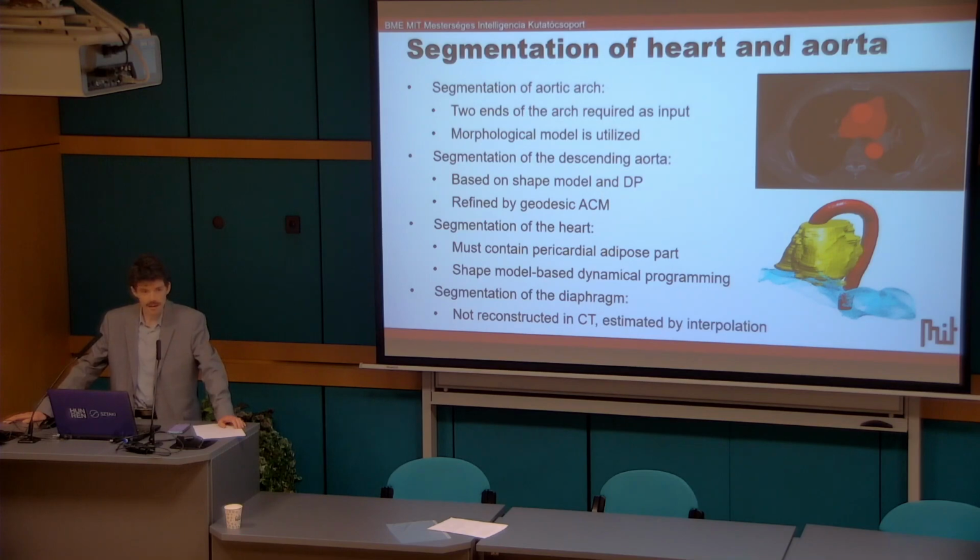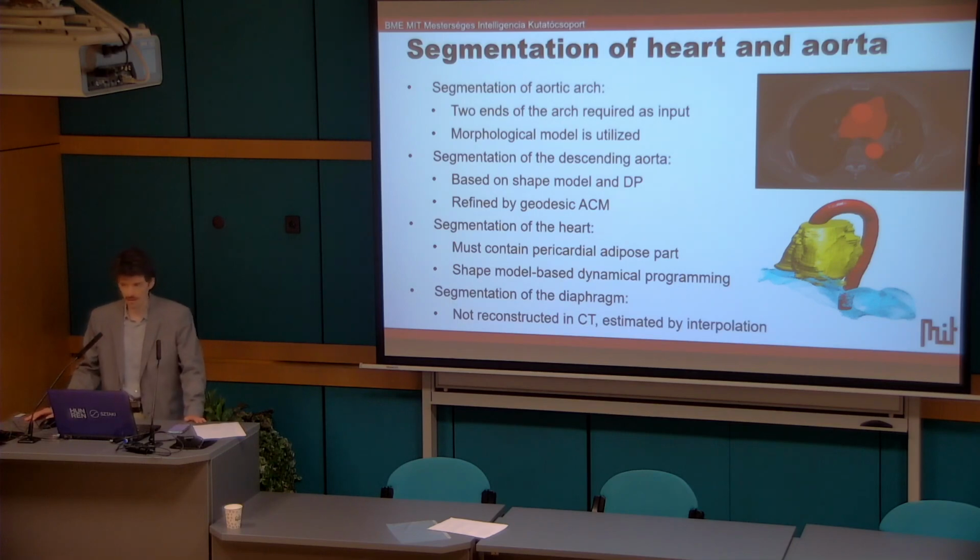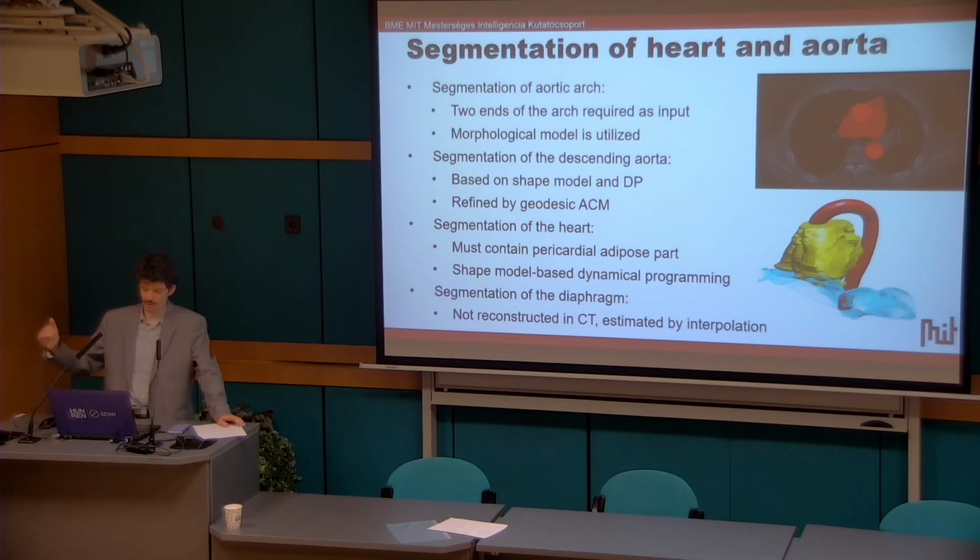And another interesting part is that we must segment the diaphragm. The diaphragm is typically not visible in these low-resolution computed tomography scans, and in many parts of the chest we also cannot say that this is the bottom of the lung and this is the top of the liver, for example. We must interpolate between the segmented organs, and this interpolation can also be done by algorithms instead of machine learning.